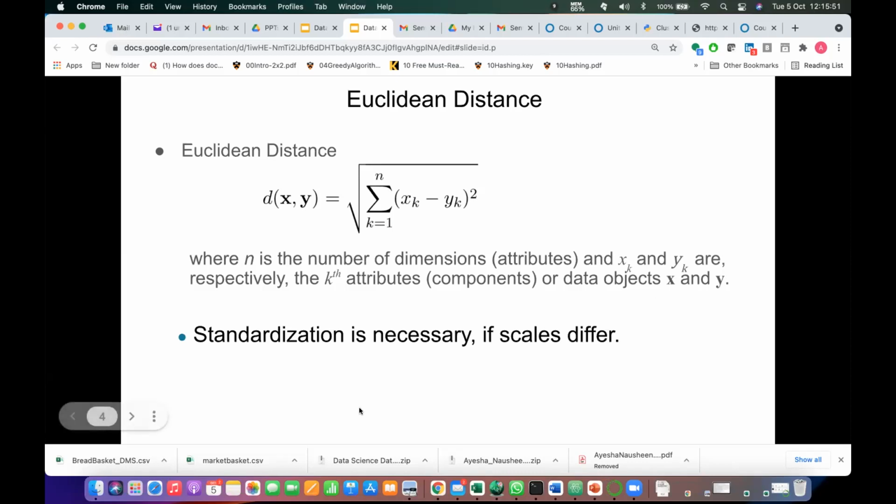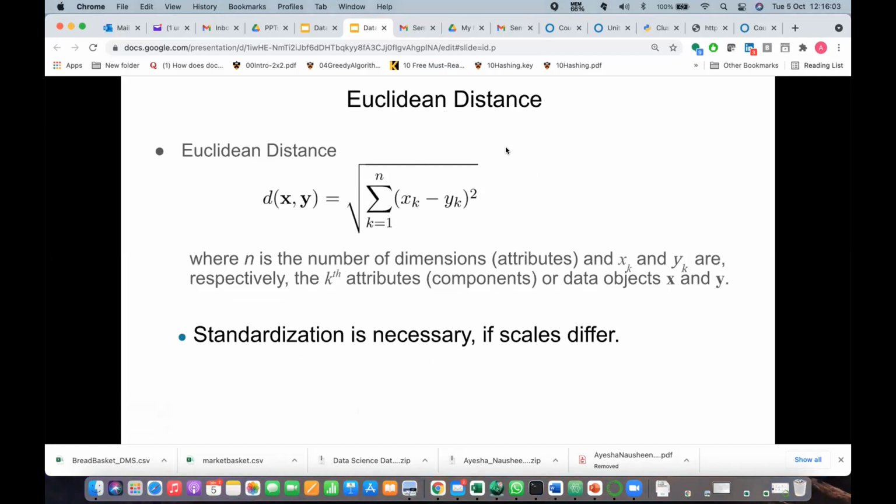Standardization is necessary if scales differ. To get the Euclidean distance, if scales differ, then we need to standardize that attribute, because different attributes may have different scales. One attribute will have larger values, another attribute will have smaller values. So you standardize each attribute, then get the Euclidean distance. That is what I'm saying.